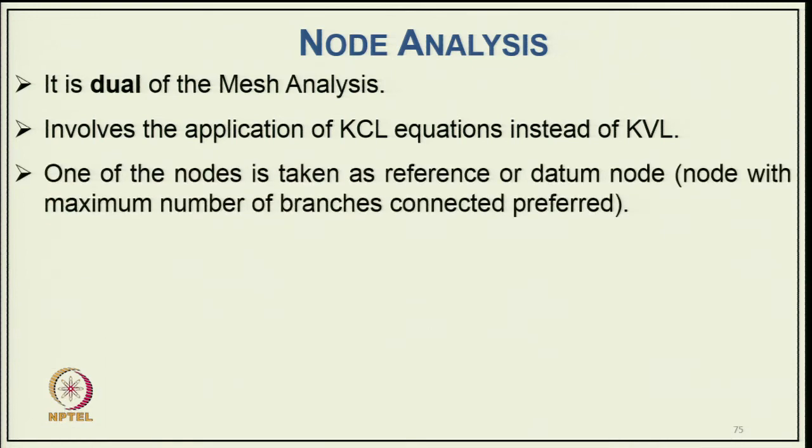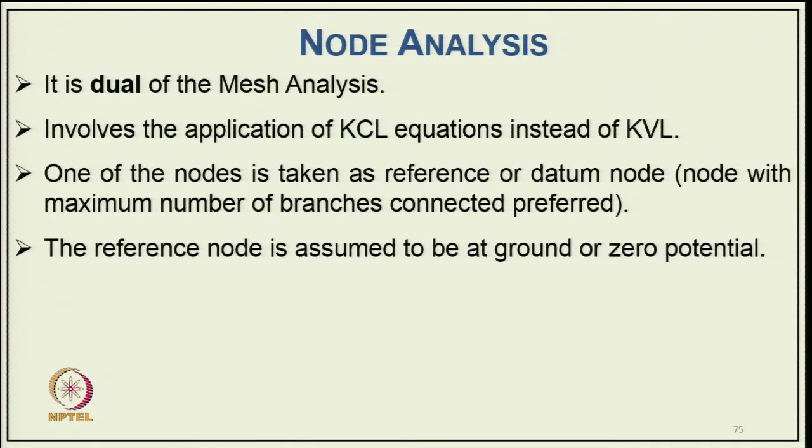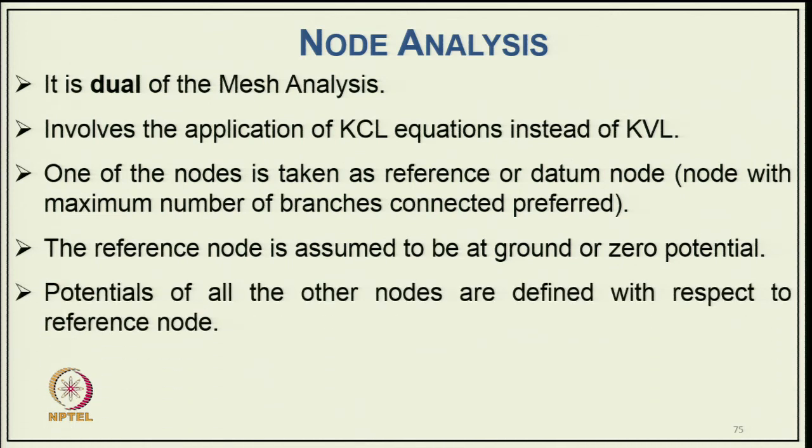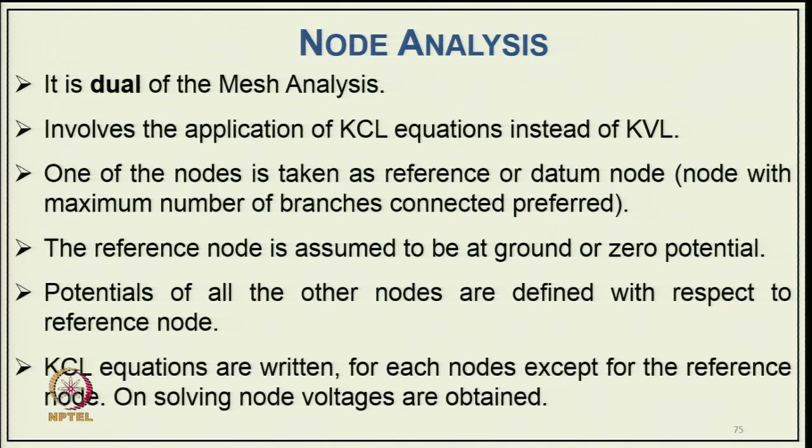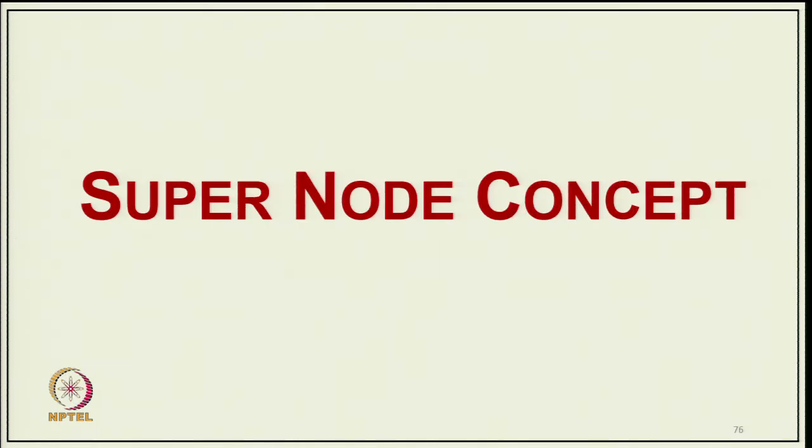One of the nodes is taken as the reference or bottom node, preferably the one with the maximum number of branches connected, and the reference node is assumed to be at ground or 0 potential. The potentials of all other nodes are defined with respect to the reference node, and KCL equations are written for each node except the reference node. On solving, the node voltages are obtained.